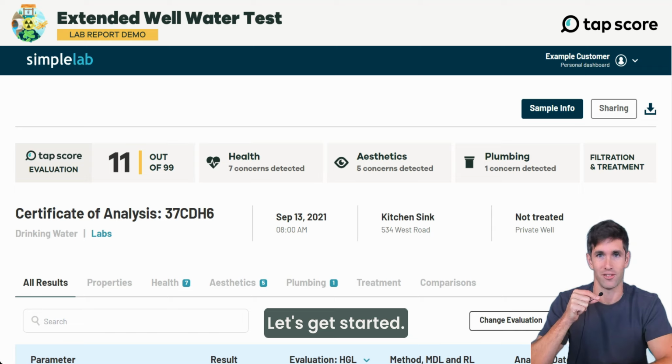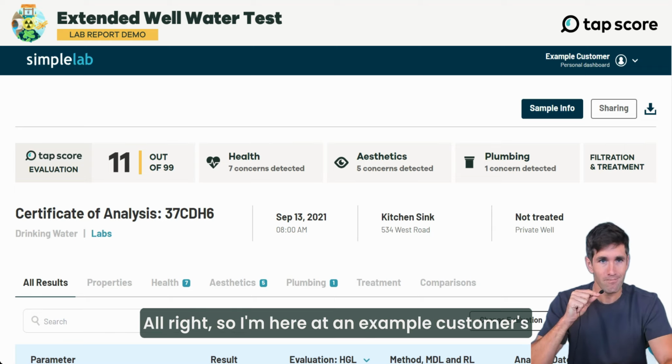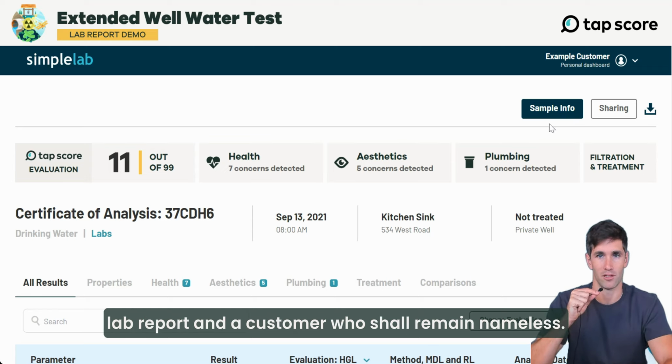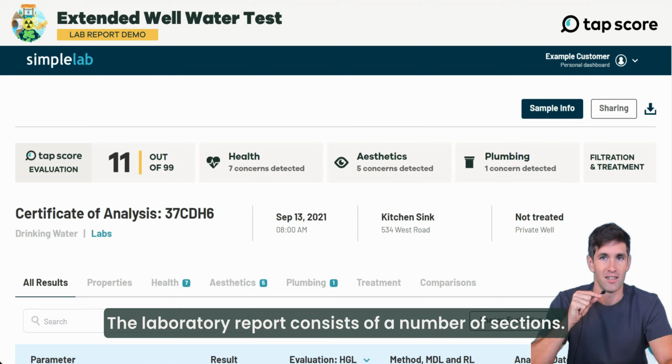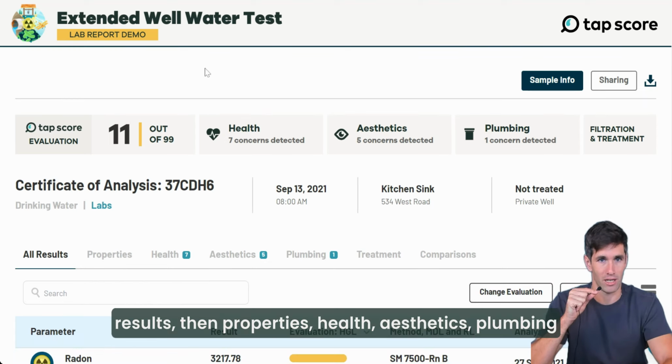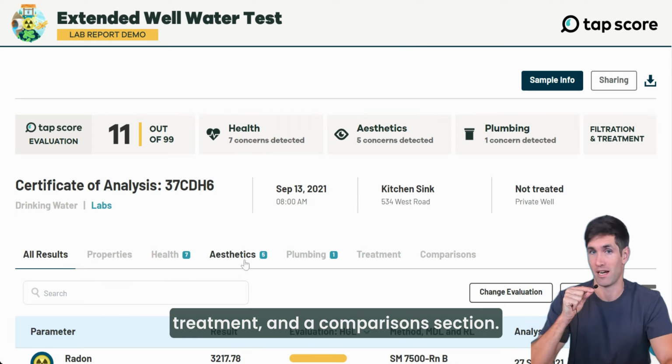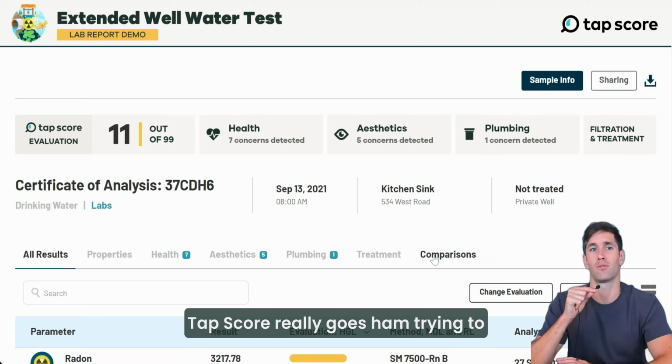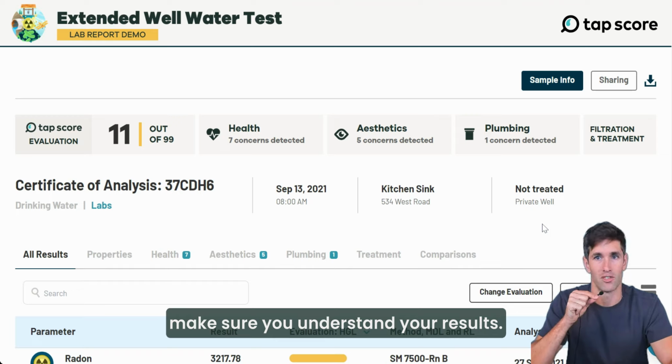Let's get started. All right, so I'm here at an example customer's lab report, a customer who shall remain nameless. The laboratory report consists of a number of sections. First, you're going to see all results, then properties, health, aesthetics, plumbing, treatment, and a comparisons section. TapScore really goes ham trying to make sure you understand your results.